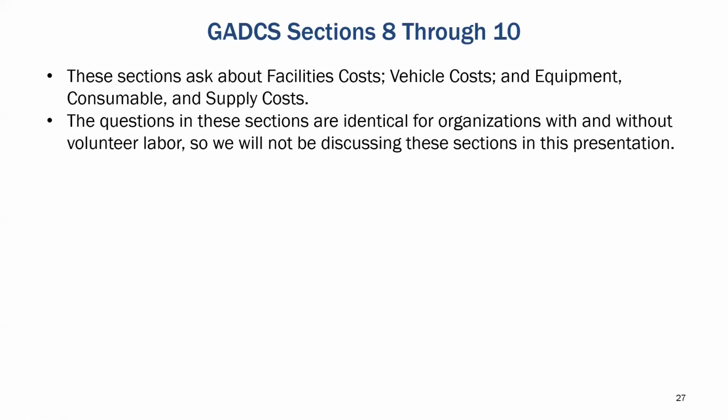Before we dive into section 11 on other costs, I want to mention that there are a few sections that we're skipping over for the purposes of this presentation. These sections 8 through 10 ask about facilities costs, vehicles costs, and equipment, consumables, and supplies costs. The questions in these sections are identical for organizations with and without volunteer labor, so we will not be discussing these sections on today's call.